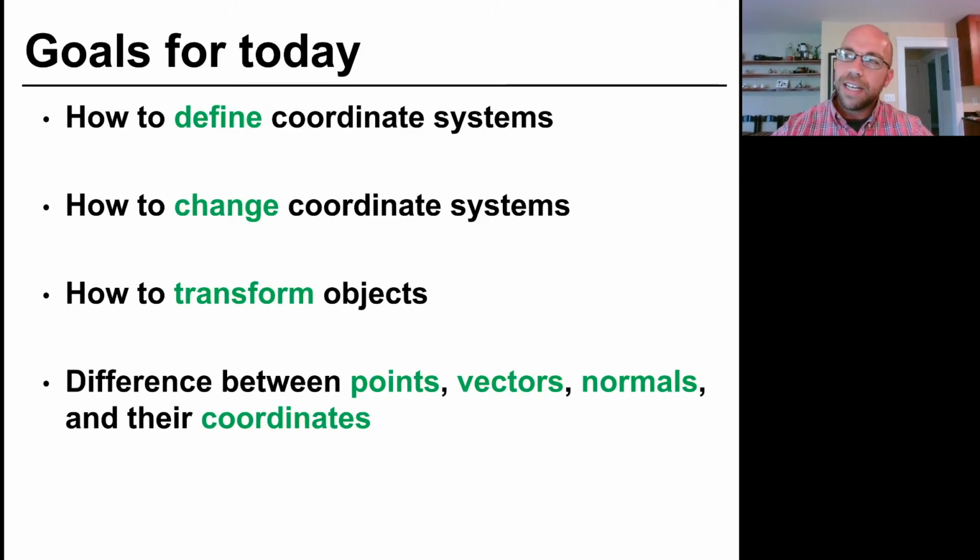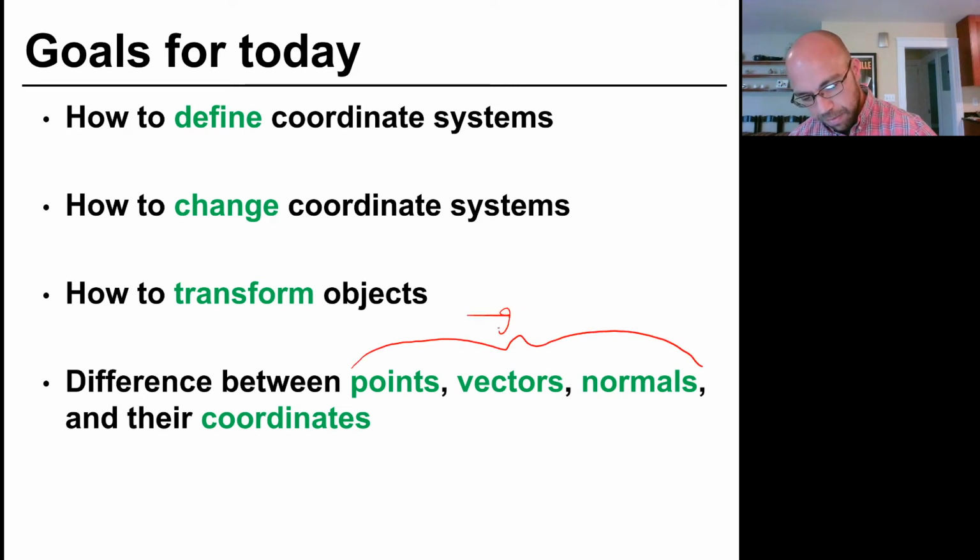So our goals for today are to define coordinate systems and talk about how to change coordinate systems so that we can traverse this hierarchy of different coordinates in our next lecture. We'll also talk about how to transform objects, like rotate them, translate them, and so on. And the whole time, we're going to try and keep really, really clear the distinction between points, vectors, normals, and their coordinates. Now, those first three objects, just to reiterate one more time, are geometric. They're not just tuples of numbers. They represent spatial things.